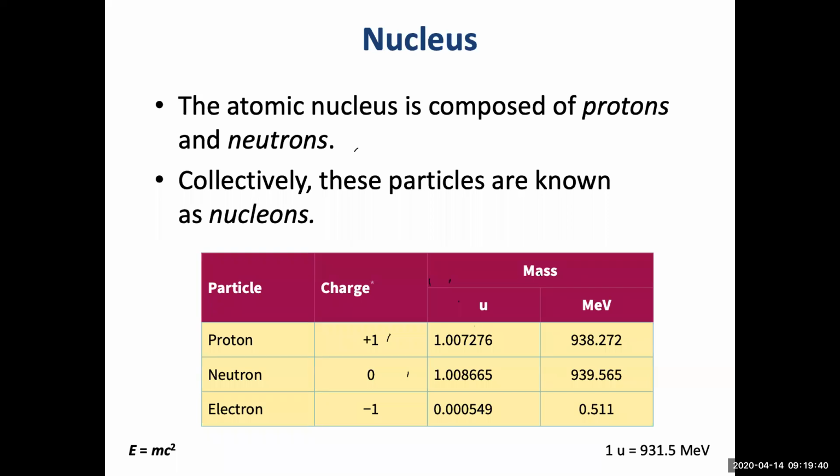The atomic nucleus is composed of protons and neutrons. I know you know that, but just to review with you. The protons and neutrons inside the nucleus are called nucleons. This table gives the basic properties of nucleons and electrons. The proton has a charge of +1, the neutron is neutral with no charge, and the electron is -1. We can also see the masses of these subatomic particles. The proton and neutron have almost the same mass, and the electron is of course much lighter. This u is the atomic mass unit.